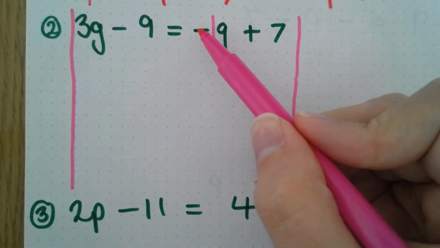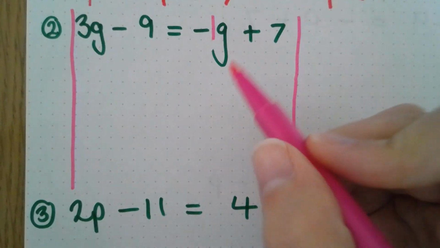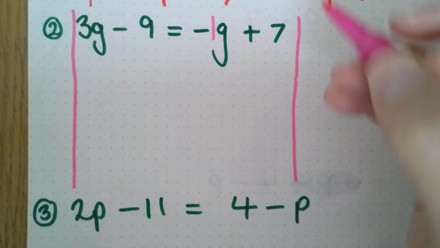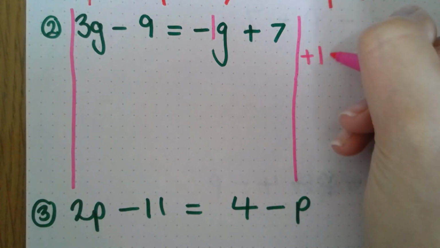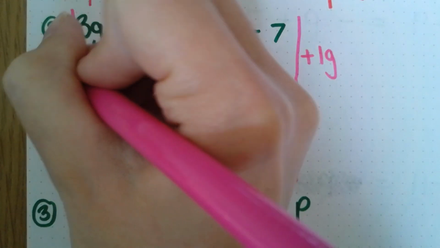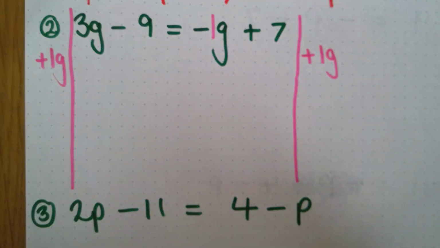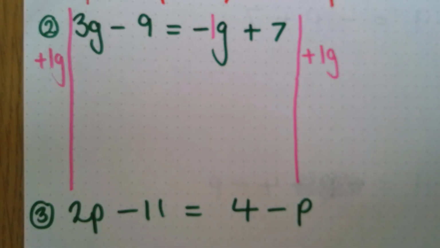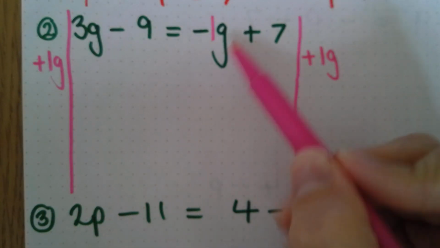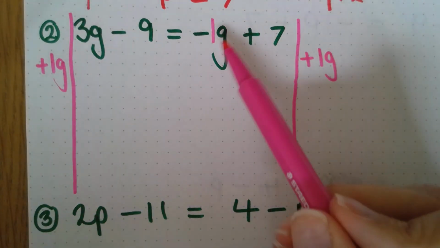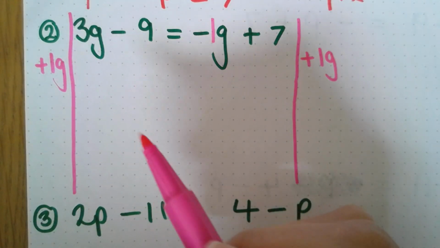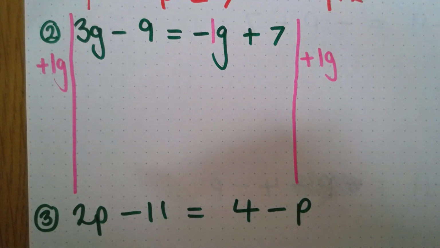So what's the opposite of take 1g? Well, the opposite of taking away is adding. So we're going to add 1g to both sides, because what you do to one side, you have to do to the other side. The opposite of take 1g is add 1g. Remember, we want all the letters on one side and all the numbers on the other side.